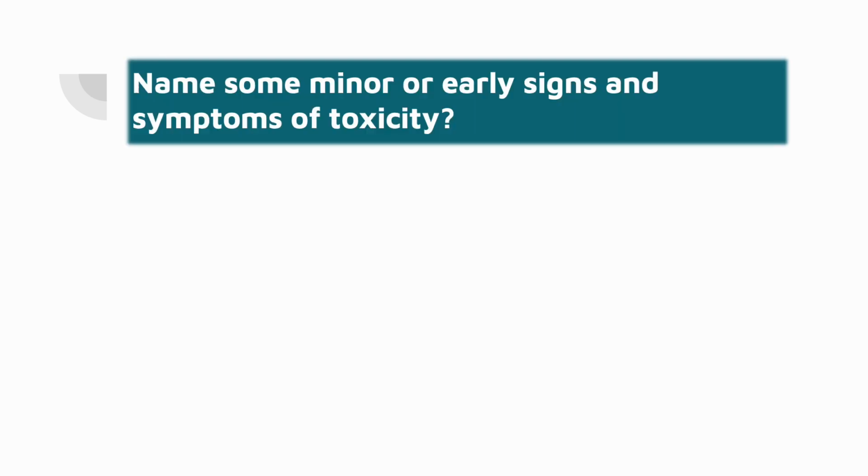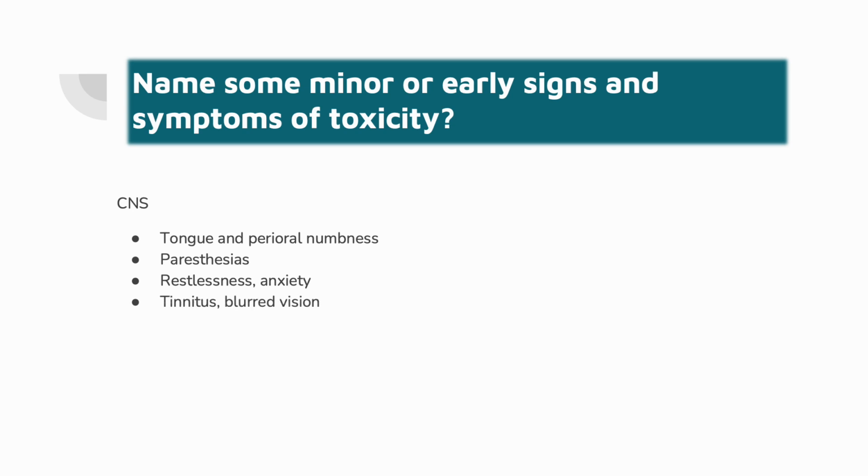So now let's name some minor and early signs and symptoms of toxicity. You think you can name those for us? All right. So our CNS, we're going to have tongue and oral numbness, tingling in our hands, restlessness and anxiety, ringing in our ears and blurred vision, tremors, and muscle fasciculations. Then our cardiovascular early signs are hypertension and tachycardia.